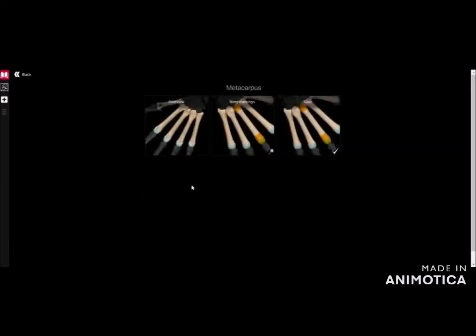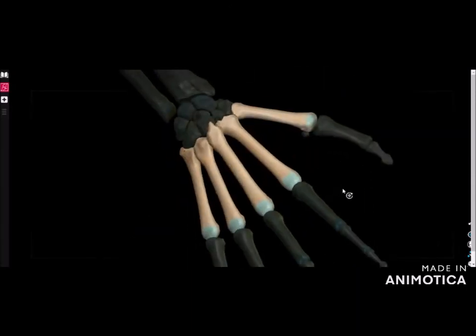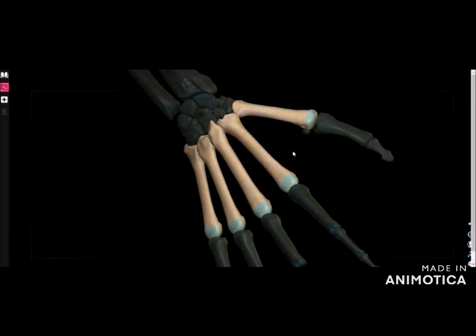Other bones of the hand include the metacarpals, and these are the ones that go across the palm. Don't really need to know anything about them except that we've got 5 metacarpals and that they are located in the palm. So you can see those. These are also considered long bones.